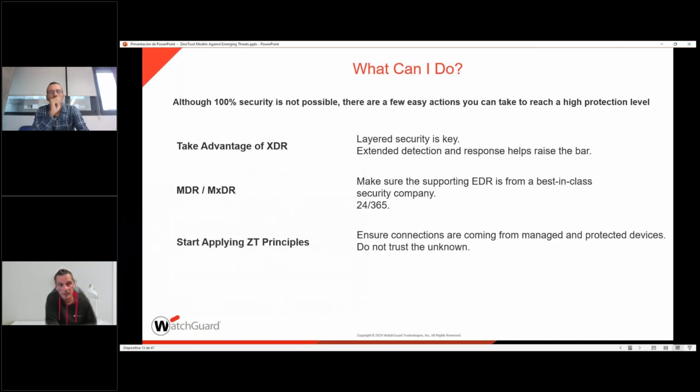And finally, try to find a security provider that is working on those principles. For instance, as I mentioned before, in WatchGuard, we are about to release the endpoint access enforcement. What it does is verify that connections are coming from a device that is already protected. We have the zero trust attestation service. So there are different elements that help you start this journey of applying zero trust principles in your environment.